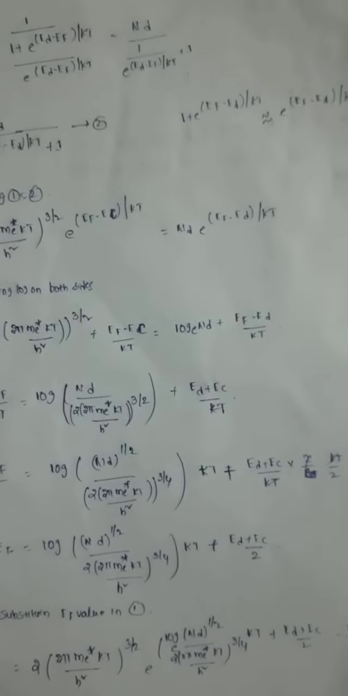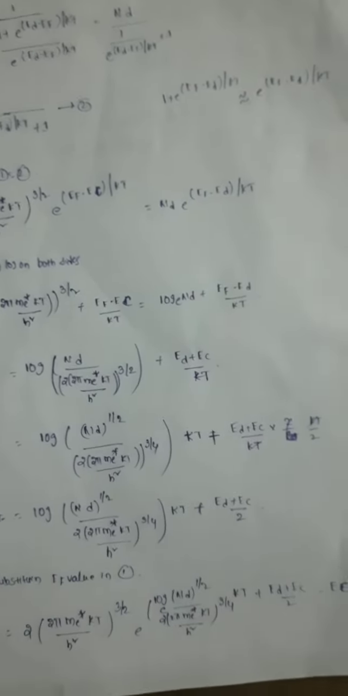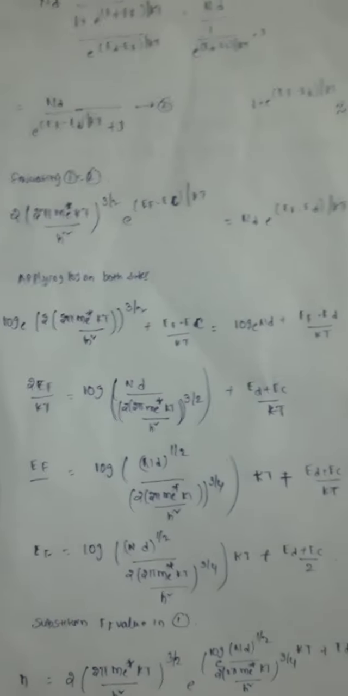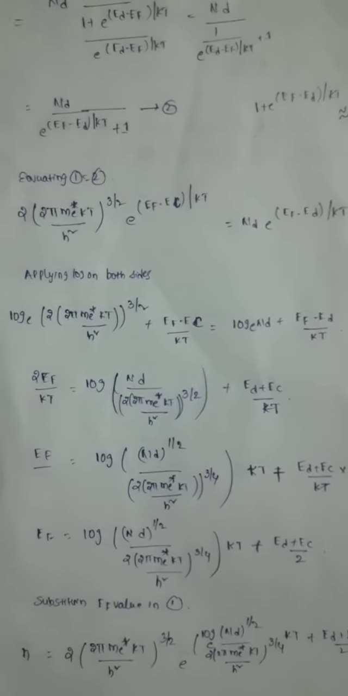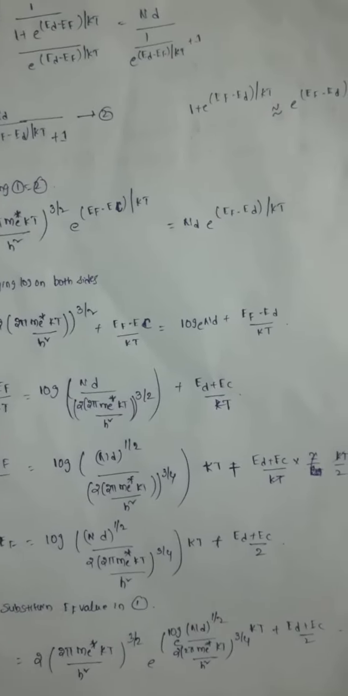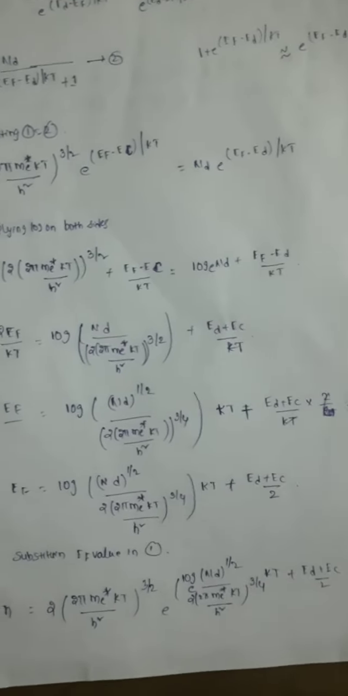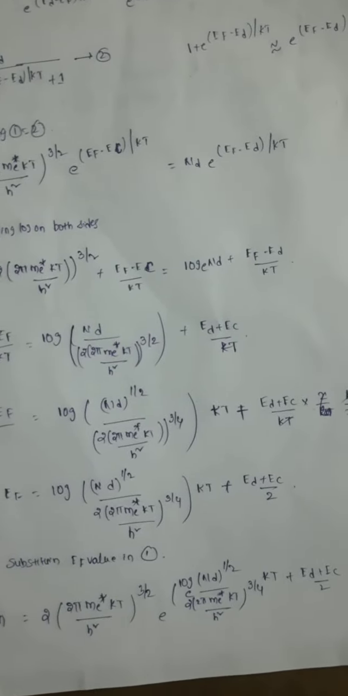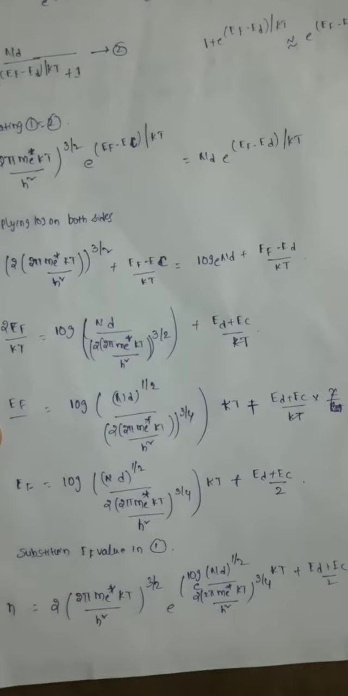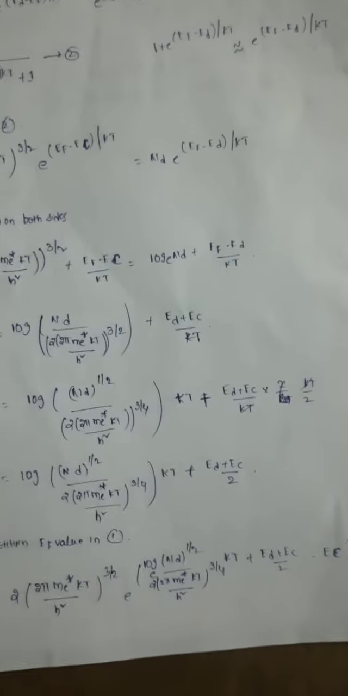After rearranging this, we get ND into e power (ED minus EF) by kT. Equating 1 and 2: 2 into (2 pi m star kT by h square) whole power 3 by 2 into e power (EF minus EC) by kT equal to ND into e power (EF minus ED) by kT. Applying log to both these expressions and solving this, we obtain the expression for EF: log base e of (ND) whole power 1 by 2 by 2 into (2 pi m star kT by h square) whole power 3 by 4 into kT plus (ED plus EC) by 2.